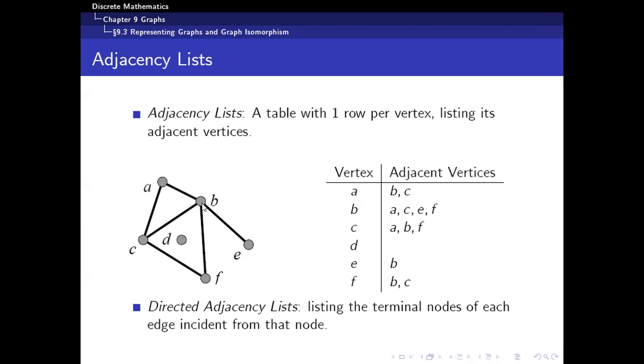Similarly, B is connected with A, C, F, and D. So there will be 4 adjacent vertices. Then C, E, and F. So this is how we need to prepare the adjacency list, where it is a table of 2 columns of the vertex and adjacent vertex. Is it clear?